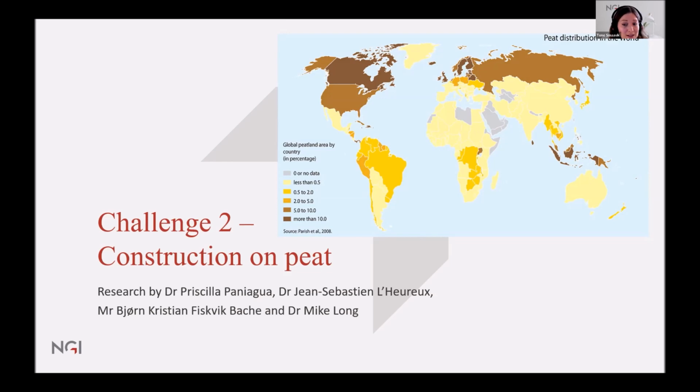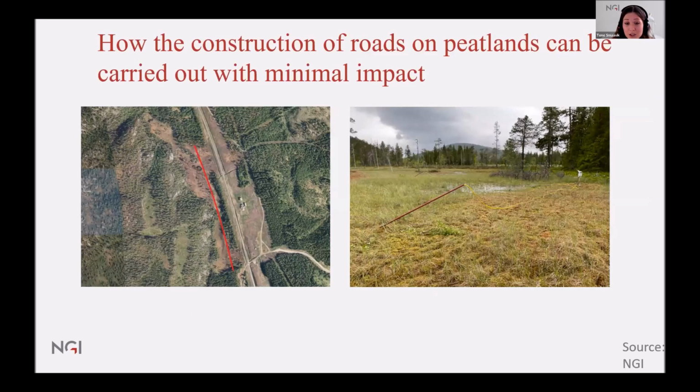But we do see that there are cases where construction is inevitable, especially for critical infrastructure. So sometimes for roads, water and sewage, energy, etc. So we do need to understand how we can also build on peat in a more sustainable way. So I wanted to show an example of a recent highways project in the north of Norway. It's the E6 in the north.